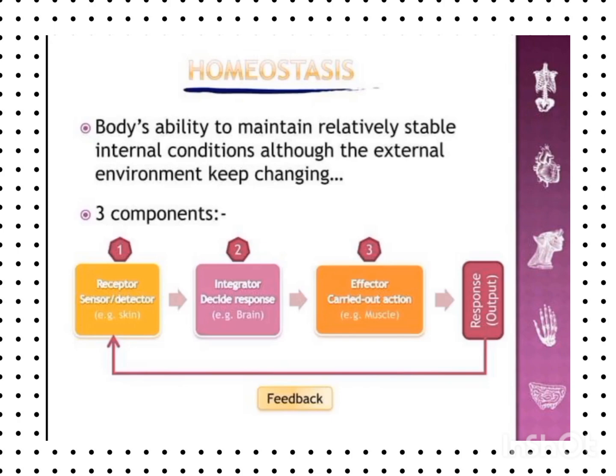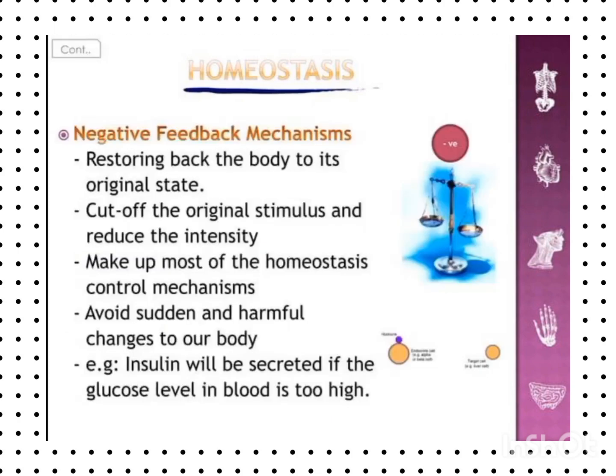So the positive feedback mechanism is for triggering or enhancing action from the original stimulus, commonly for activity that does not need further adjustment. An example is blood clotting, where the platelets will pile up and clot at the injured site.